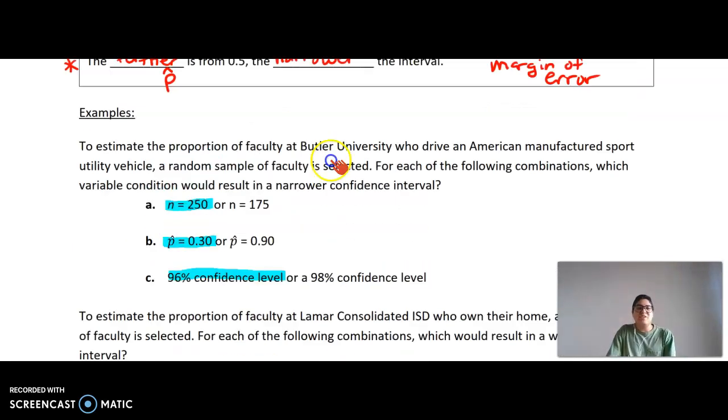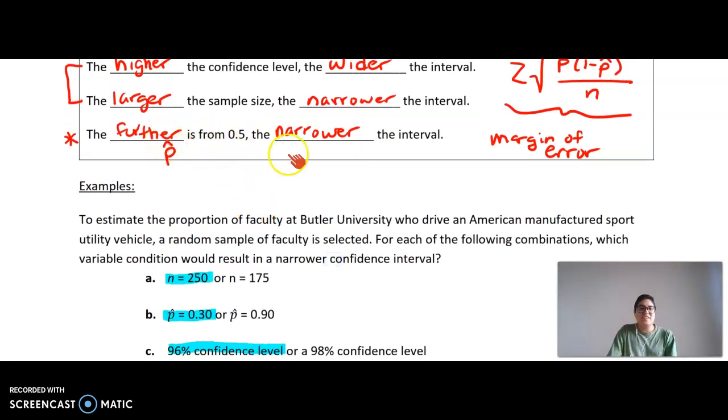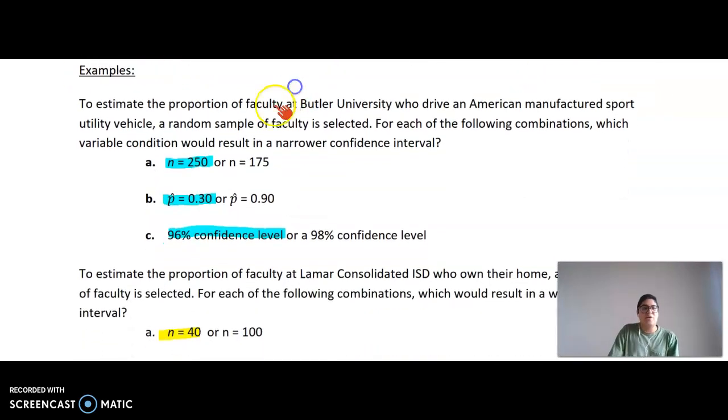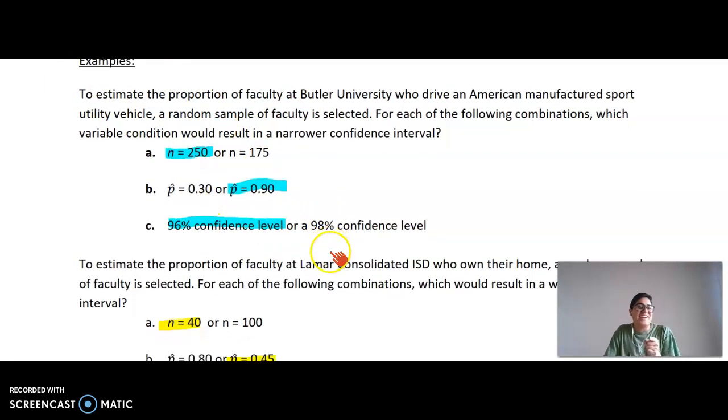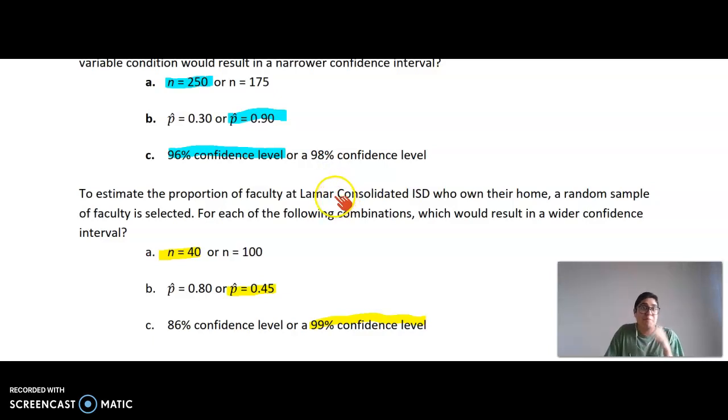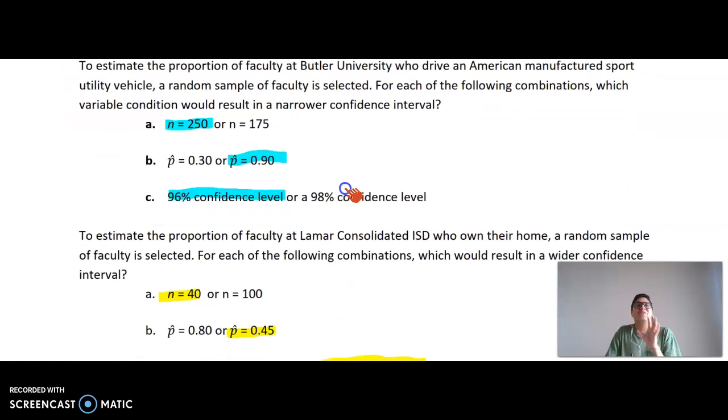So let's see, if I want a narrower interval, I said the further, the narrower. Oh, that's why something feels wrong. Okay, I was doing wider in my head. My bad. All right, there we go. So that was right originally. It's not a good teacher moment. My bad, y'all. And then a wider one means closer will give us wider.